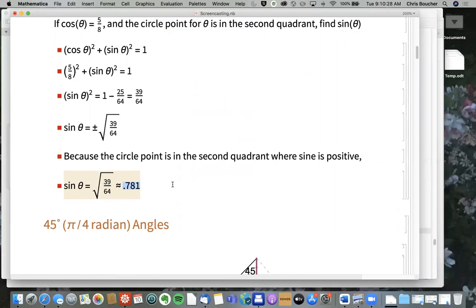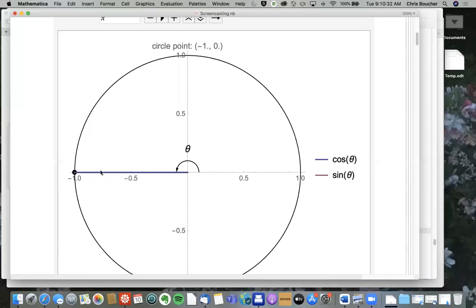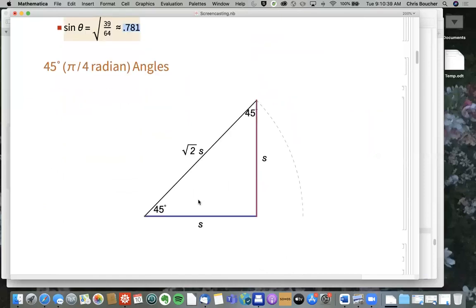Okay, let's talk about some other angles. We talked up here about the compass point angles, 0, pi over 2, pi, and so forth. What about pi over 4, which is a 45-degree angle? So here's a 45-degree angle, and I've put it in a triangle, and I've sort of suppressed the unit circle to keep the picture simple. Well, this is a right triangle, so this angle is 90, which means this has to be 45, and you may remember from geometry that this is what we call a 45, 45, 90 triangle.